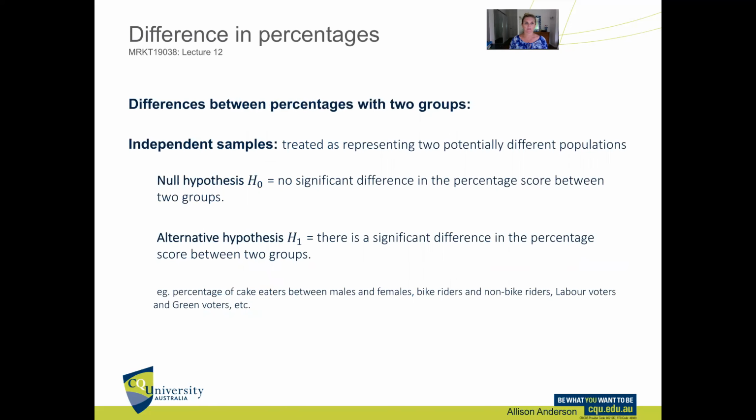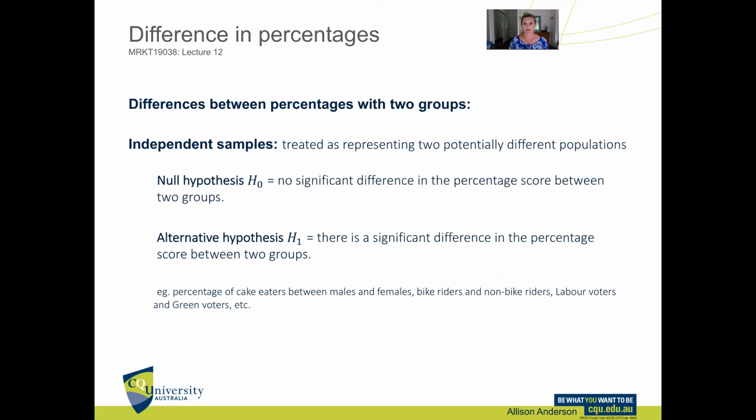Okay, so thinking about differences in percentages is where we're going to go first. The difference between the percentages with two groups, independent samples, treated as representing two potentially different populations. So if you have a sample and it's half male, half female, you've pretty much got two different populations within your sample, and you can compare percentages across those, or you can compare across two different samples as well. So you can do that either way.